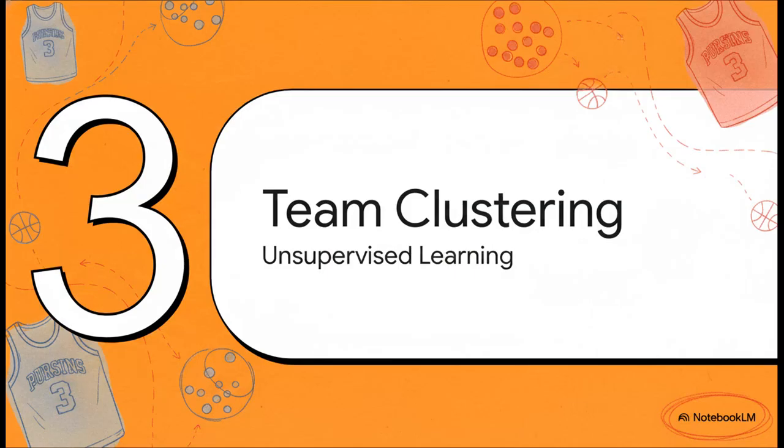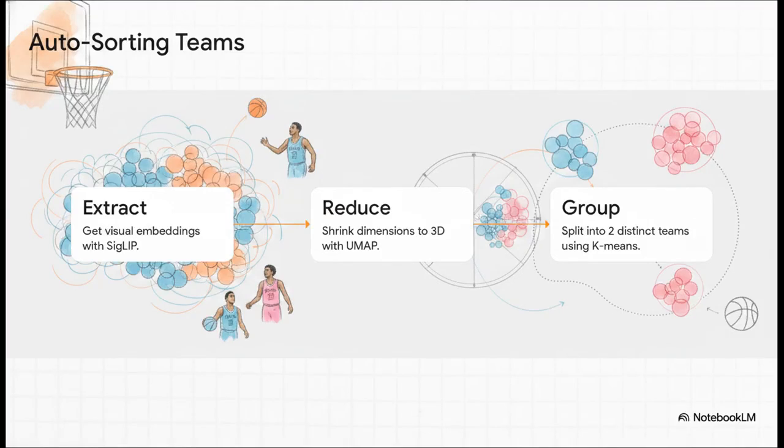Section 3. Unsupervised Clustering. Now that we've tracked the players securely, we need our color analysts to figure out which team they actually play for. Doing this manually for every single game is just impossible, so we auto-sort them. Here's how. First, we feed cropped images of the detected players into a model called SigLIP to extract their visual signatures. Then we use UMAP to shrink that massive, complex data down into a manageable 3D size. Finally, K-means clustering acts as the sorter, naturally splitting those data points into two distinct groups.